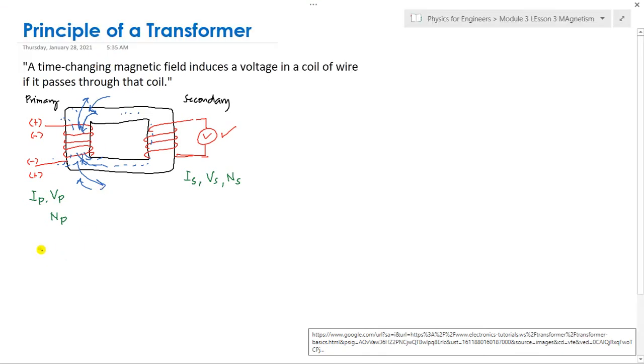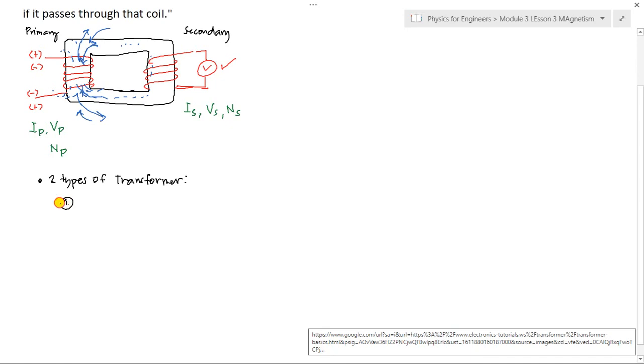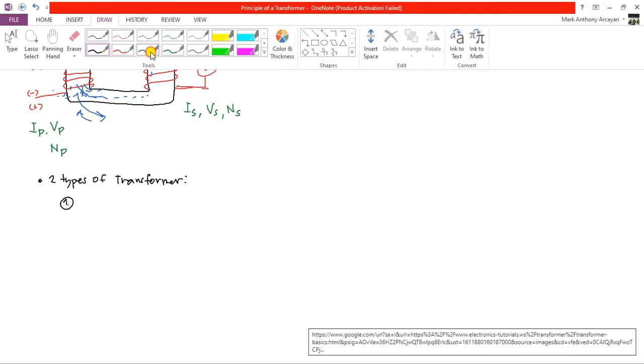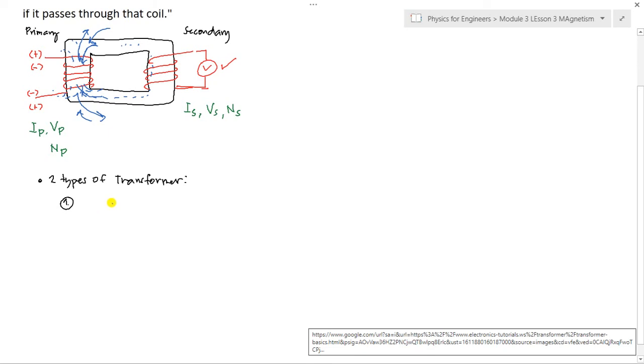Now, there are two types of transformers. We have the first one. Do you have an idea what the first type of transformer is? Did you not take this in high school or senior high? You forgot already. So the two kinds are called the step-up transformer, and the second is the step-down transformer. Have you encountered step up and step down, or still not? Still not. Okay, step down transformer.